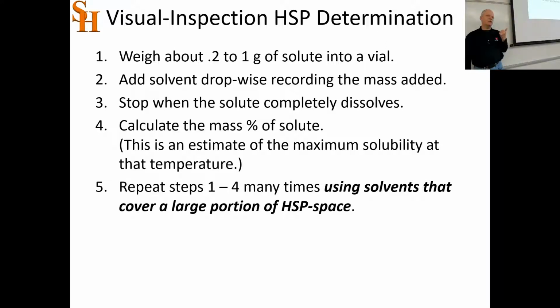So this is the procedure that I used for finding a solubility sphere for, I think it was 2-nitroaniline. I put a small amount of powder in a vial, and I added the solvent dropwise and recorded the mass just to have a record of it. When the solute completely dissolved, I stopped adding solvent. Then I was able to calculate the percent mass of solute, which is a measure of the maximum solubility in those solvents. Some really small amount of solvent would dissolve it, some quite a large amount would be needed. And then we just go through all the different solvents.